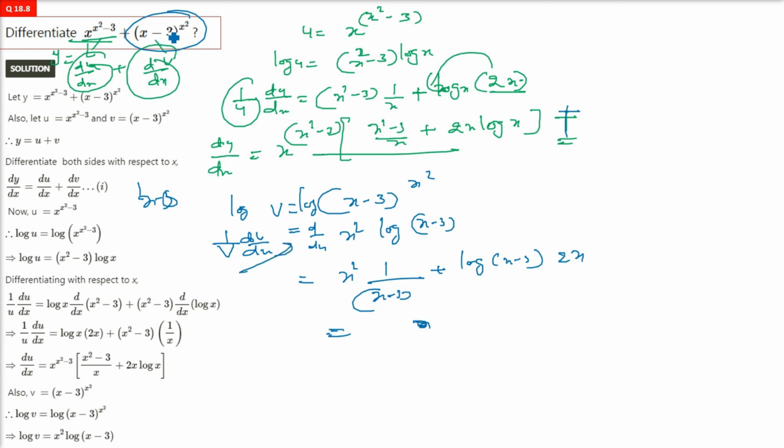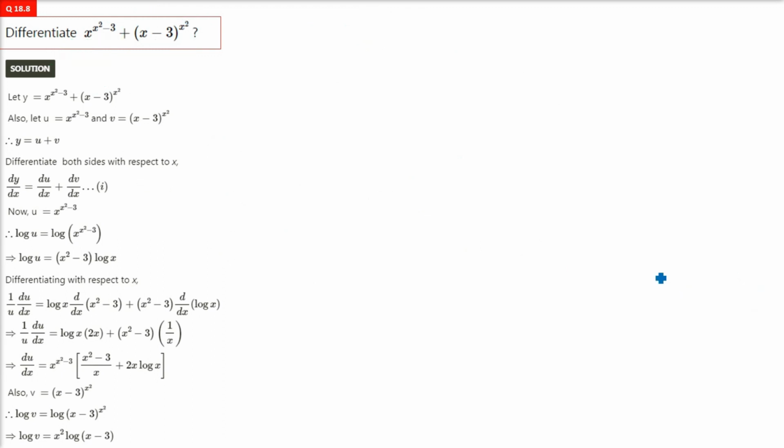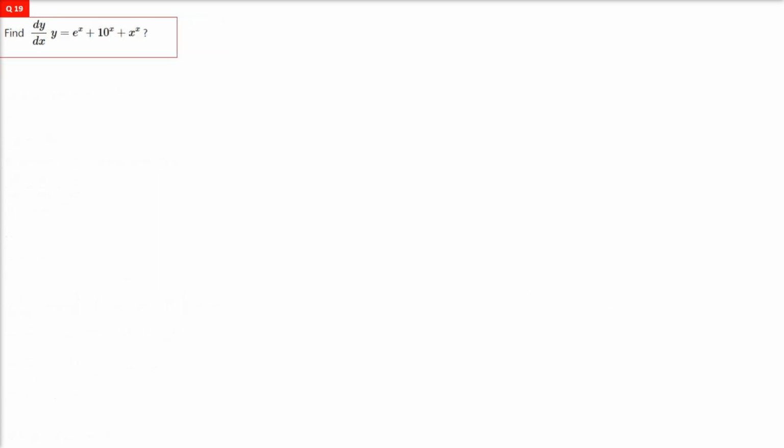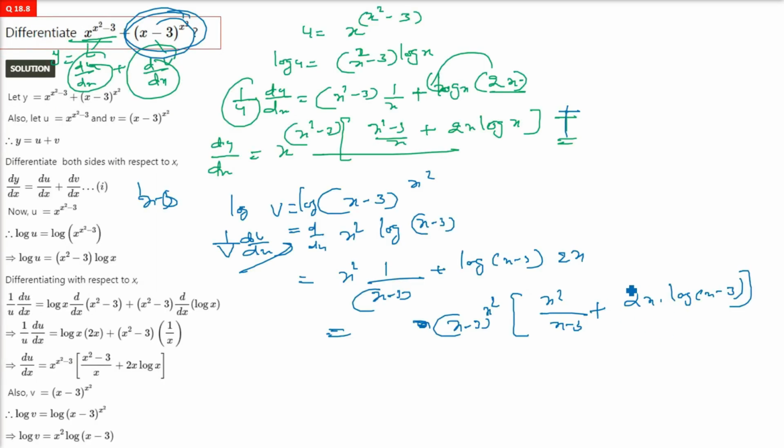v also you have to take on the right hand side. So x minus 3 to the power x square. This is x square by x minus 3, and 2x will come in front and then log x minus 3. So this term has to be added. These two are the results, so these two results have to be added. This term plus this term, the blue one with the green one, has to be added, and that is going to be your final result.